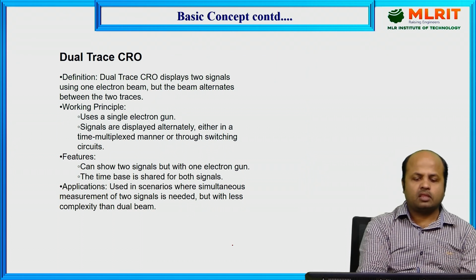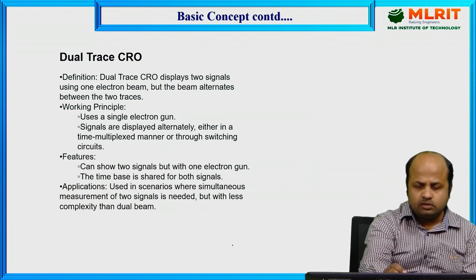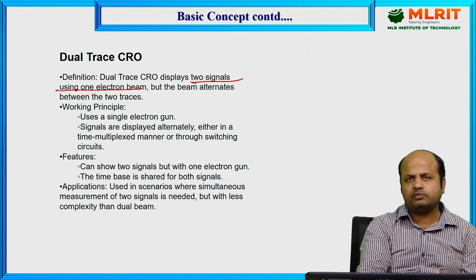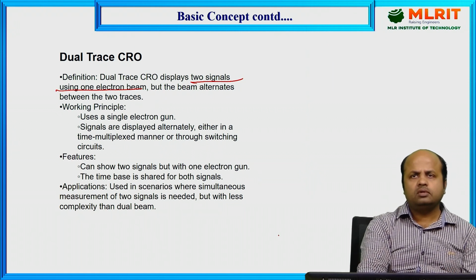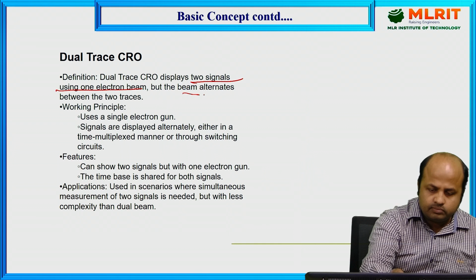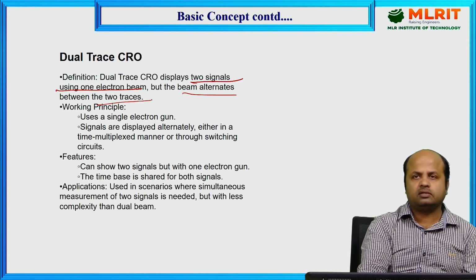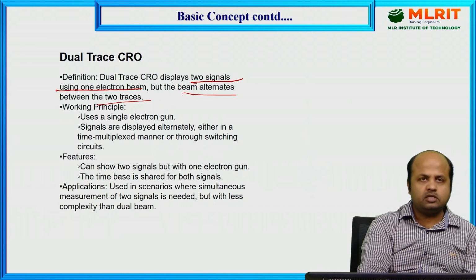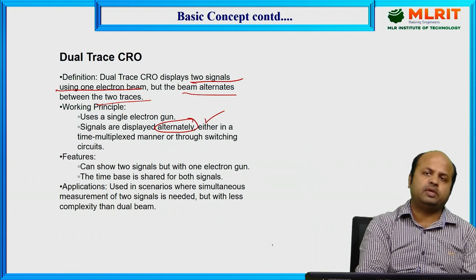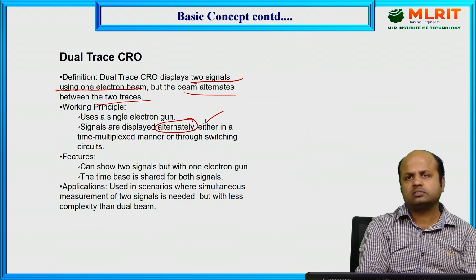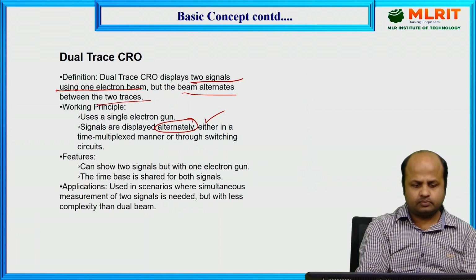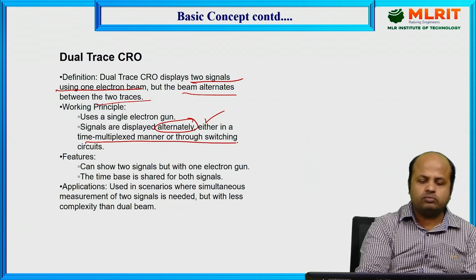Dual trace. Dual trace can also display two signals using one electron gun. This is the important feature of dual trace. Dual trace means two waveforms but using only one electron gun, and it can display the two traces or two waveforms alternately. Working principle: it uses a single electron gun and the signals are displayed alternately. In dual beam, the signals were simultaneously displayed, but here, with some time interval of milliseconds, it is displayed alternately, in a time multiplexed manner through a switching circuit.